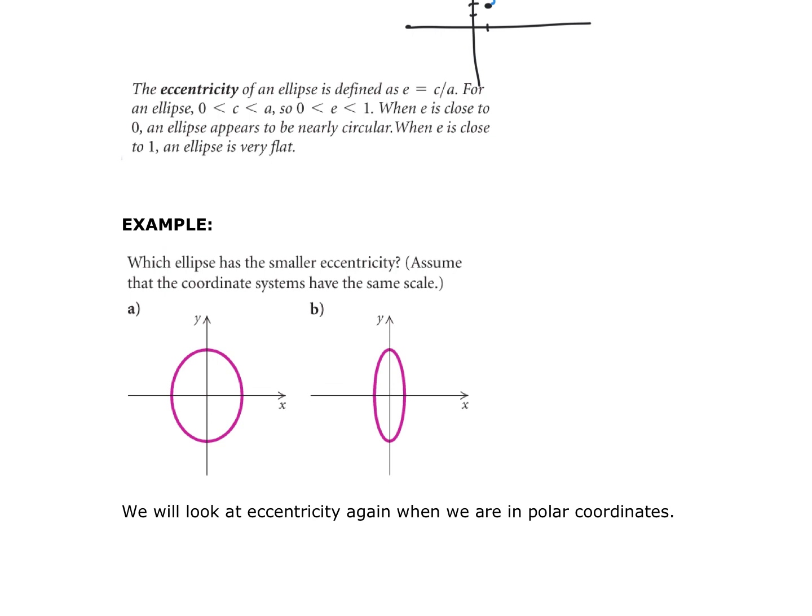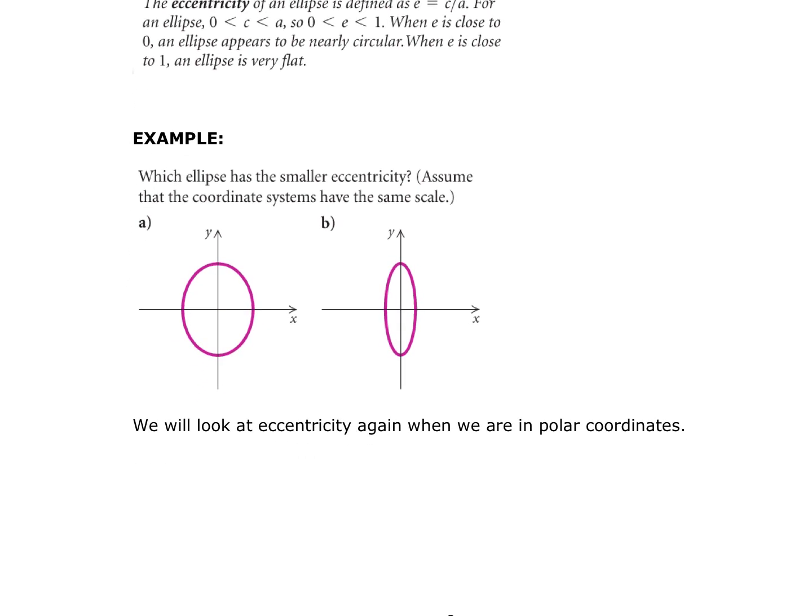When e is close to 1, the ellipse is skinny, almost flat. When e is close to 0, it's almost a circle. So when e is equal to 0, then we actually have a circle, but eccentricity doesn't really count at this point for circles. Anyways, if I were to make a guess which one has the smaller eccentricity, it would have to be this one, because this one would have an eccentricity closer to 0, but this one would be closer to 1. We're going to look at eccentricity again when we look at polar coordinates. It's going to make a lot more sense when we get there, but I just wanted to take a moment and speak about eccentricity.